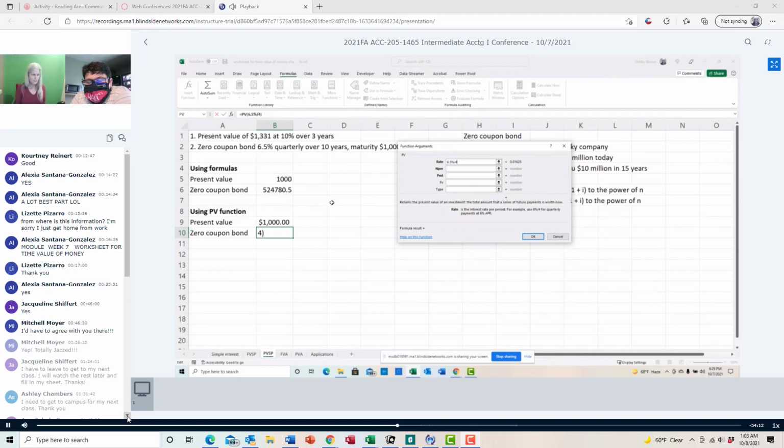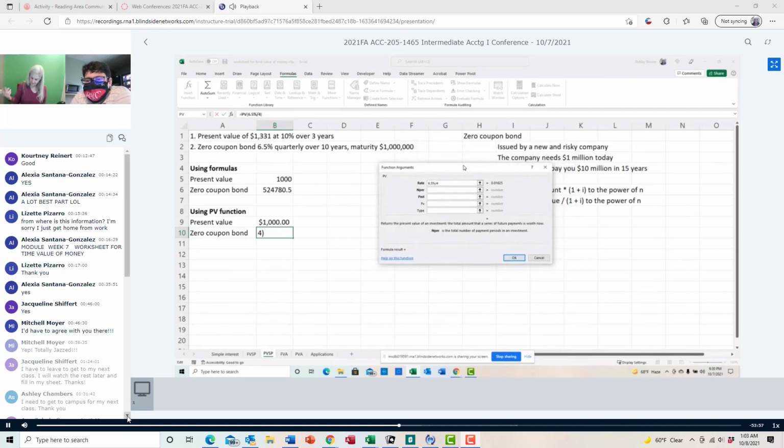What's 7.9% divided by 12? 7.9% divided by 12, right? Let the computer deal with all of these irrational numbers. Then in my Nper, instead of doing 10 times 4 in my head, here I can type in 10 years multiplied by 4 per year, and the 4 once again comes from the quarterly. When you do something quarterly, you do it 4 times a year.